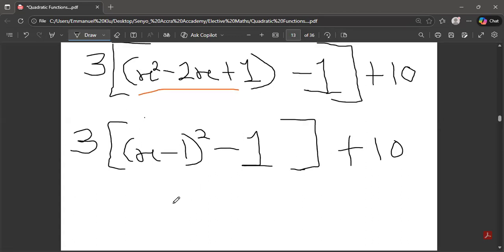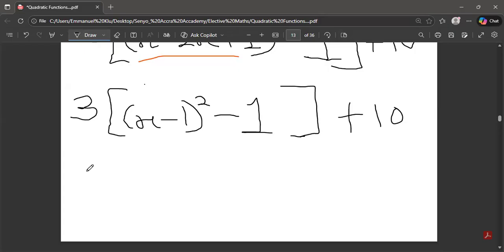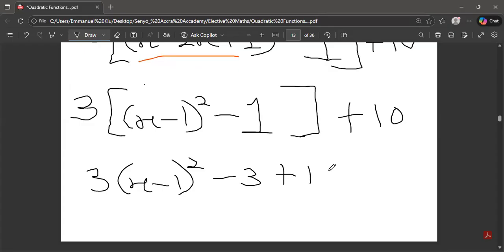All right. From here, what I can see is that 3 can multiply the whole of this x minus 1. Then I close my bracket, all squared. And I can also see that this 3 can multiply the 1, which is going to give me minus 3. At the end of the day, plus 10. Do you agree with me?